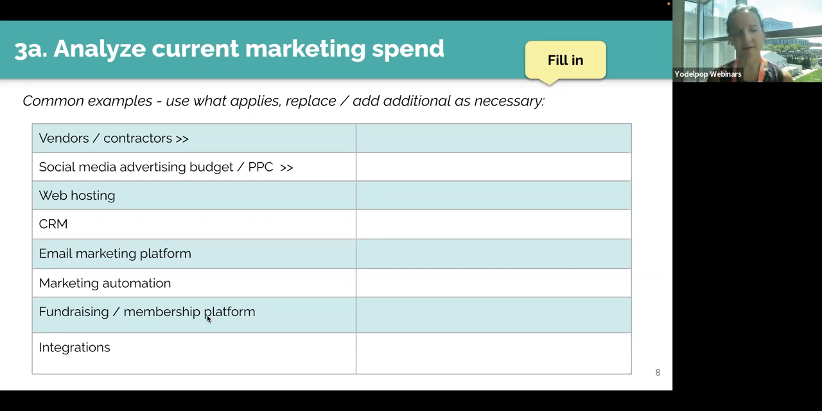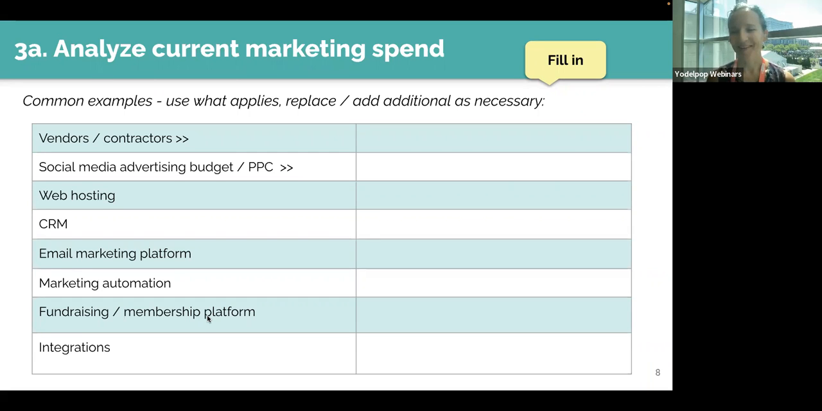The first line, is it vendors, contractors? Do we have a marketing firm? What are we paying them? Do we have a freelance writer that's writing our blogs, our ebooks, marketing copy? What are we paying them? Social media advertising, that's pretty straightforward. What are we spending? What are we paying Google? What are we paying Facebook? Social media platforms to get our advertising out there, to get our message out there.